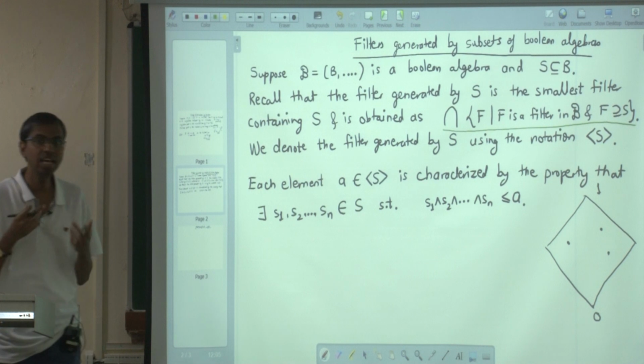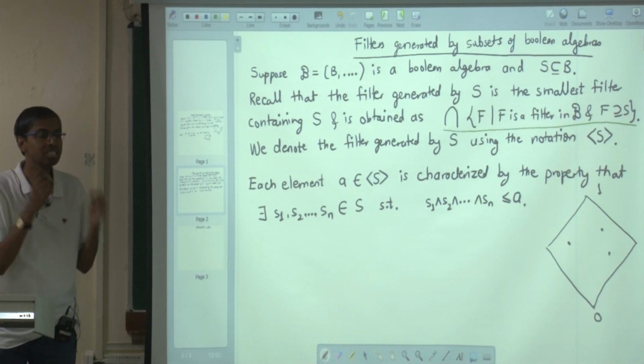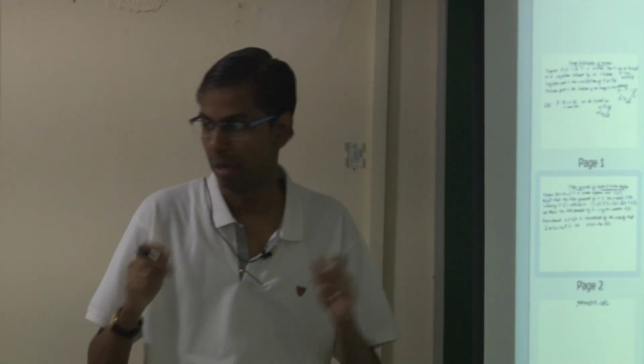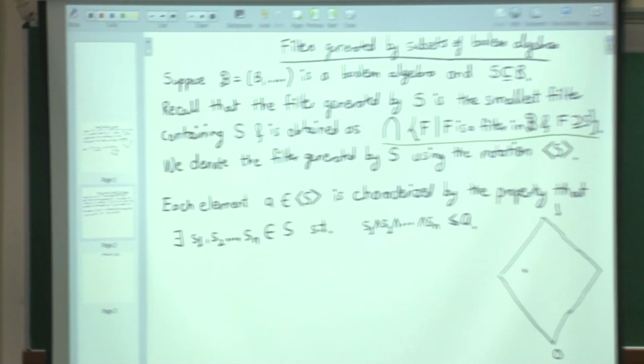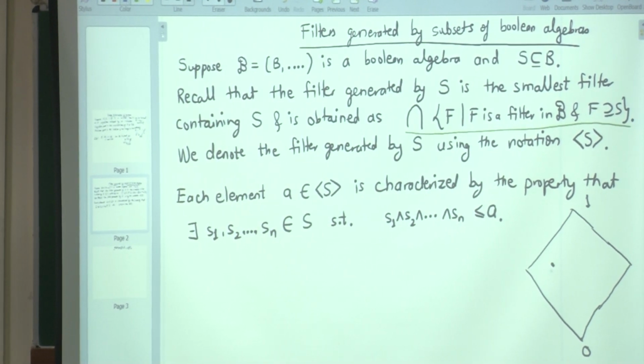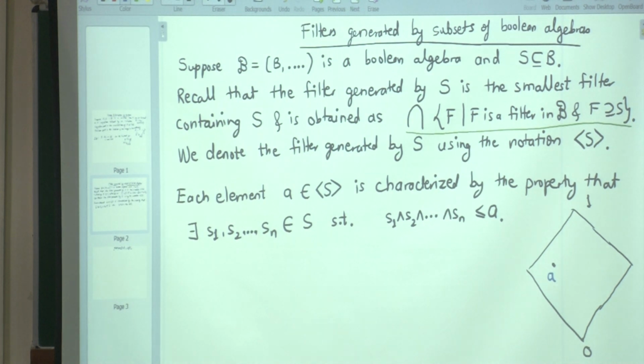However, what does an element of this smallest filter look like? So for this reason, now we are going to analyze this particular situation. Maybe I will just consider a very simple example for now. What is the filter generated by a single element? So this is my element A. What is the filter generated by A?